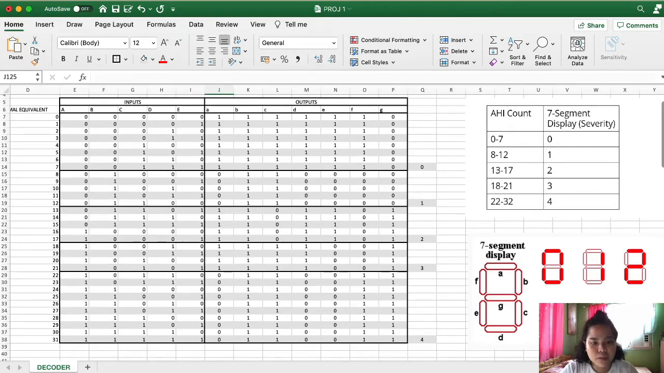So now that we were able to complete all of our SOP equations per segment for the display, our groupmate, Dustin, will now implement all our derived SOP equations using Logisim in order to create our decoder.